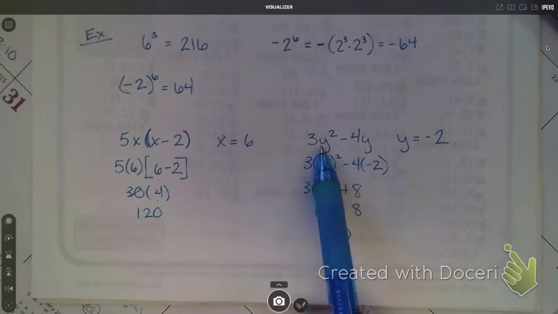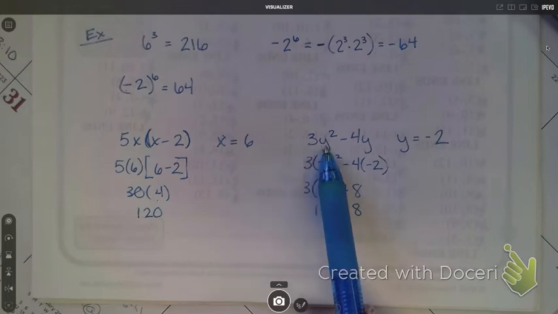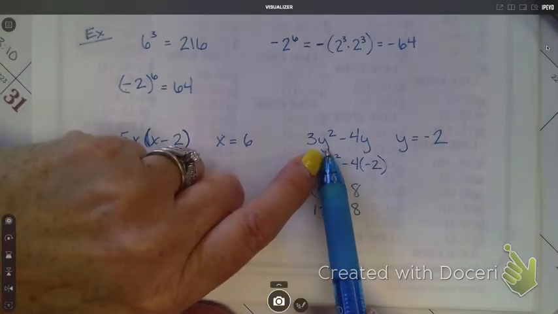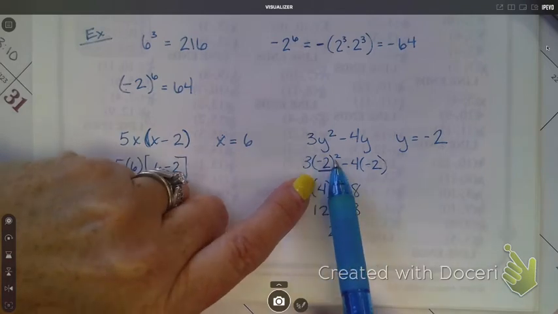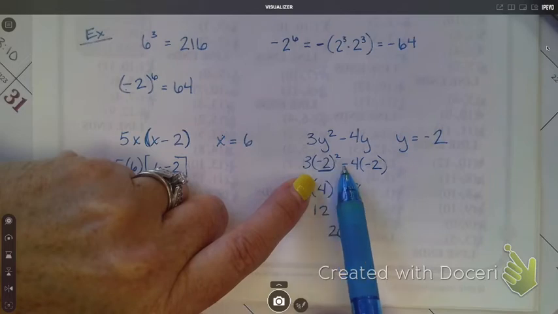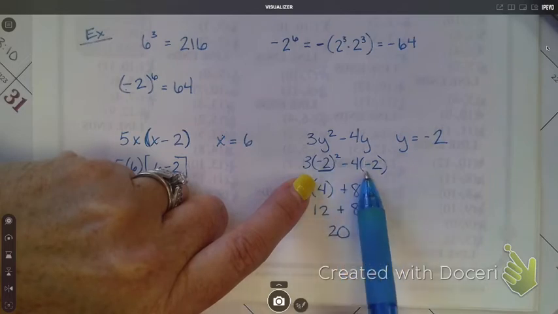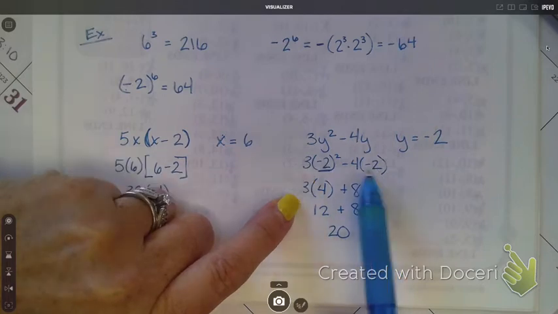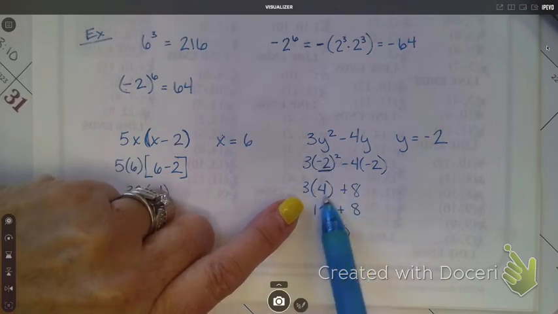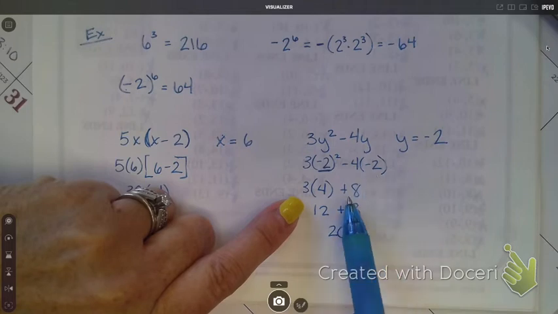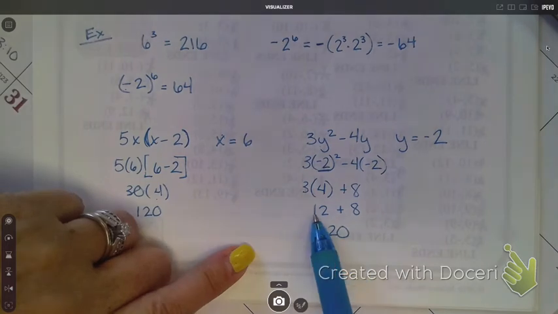Okay, when I substitute something in, I put it in parentheses. So I have 3, and my y is what? You should be fixing this in your notes. What is y? -2. So you should have 3 parentheses, -2 squared, minus 4 parentheses, -2. So what is -2 times -2? +4. What is -4 times -2? 8. And then 12 plus 8 is 20.